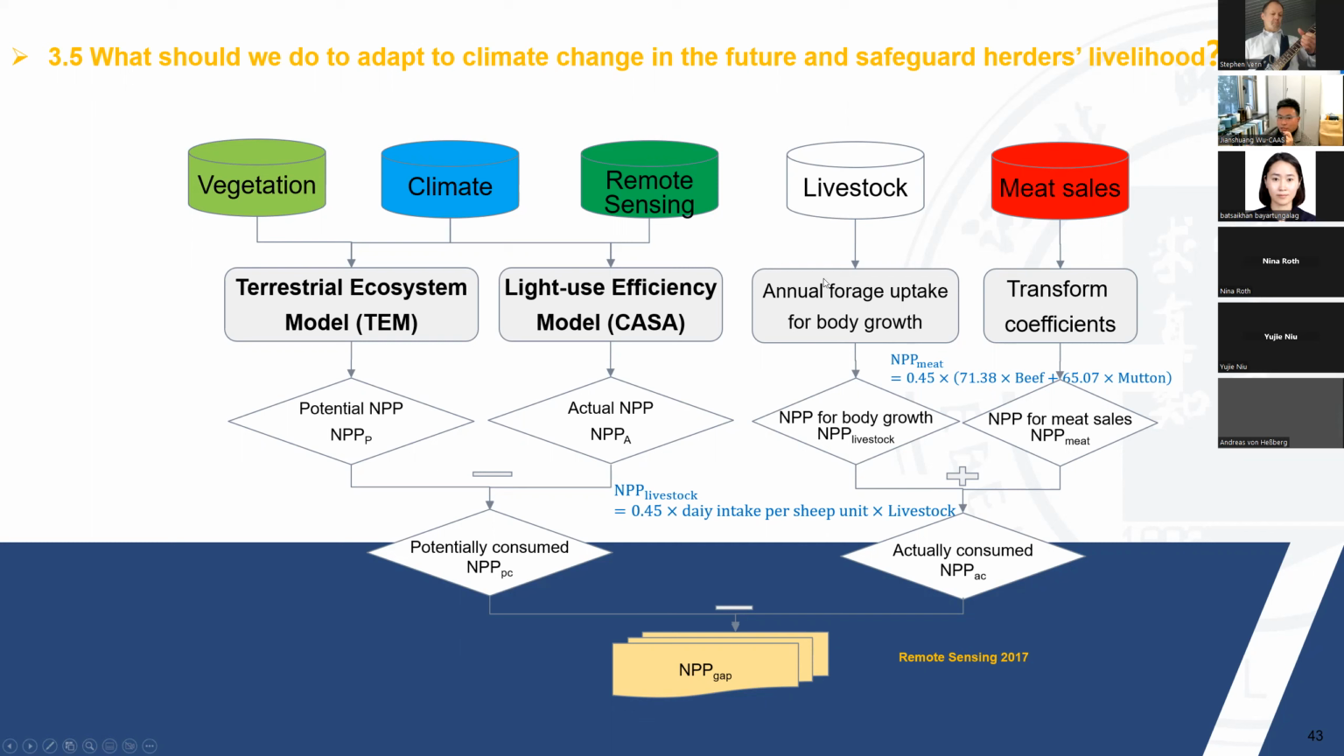And we also calculated the biomass actually consumed by livestock. So we use the number of livestock to estimate the forage intake, and also use the meat sales to estimate the meat consumed by livestock. So the difference between the two is named the MPP gap, and we use the value of the MPP gap and its trend to guide livestock management.